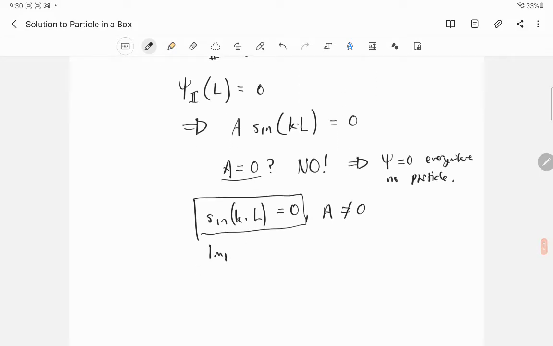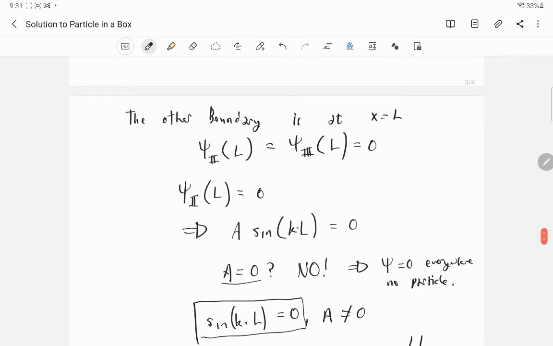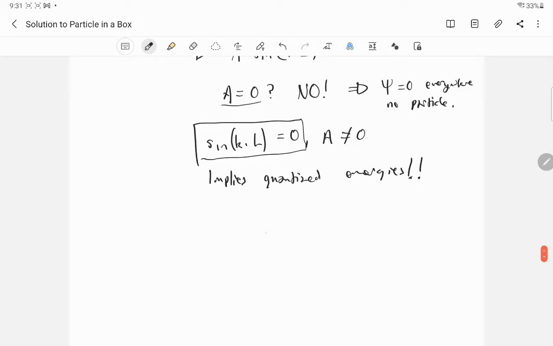And this implies quantized energies, actually. So this boundary condition, when we're solving the Schrodinger equation, the boundary condition itself is going to quantize the energy. And that's actually really, really cool. So it implies the quantized energies happen because of the continuity condition, the boundary condition of continuity between region 2 and region 3. So here's how this is going to happen.